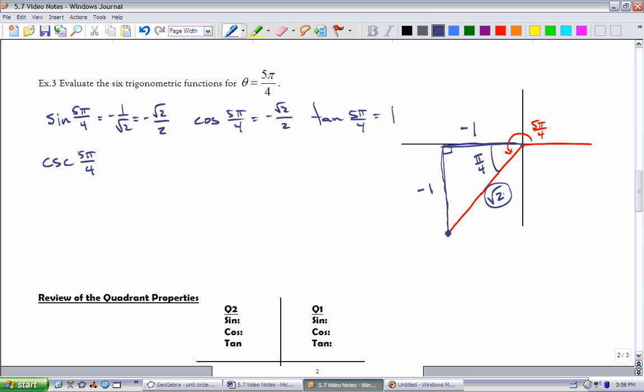Cosecant, we know from the last section, is hypotenuse over opposite, so we get negative square root of 2. Secant of 5 pi over 4 is also negative square root of 2. Cotangent, which is the reciprocal of tangent, and can be confirmed a number of ways here, will equal 1. So that's how we use reference angles to help us evaluate these trig functions. You're not limited to just the unit circle.